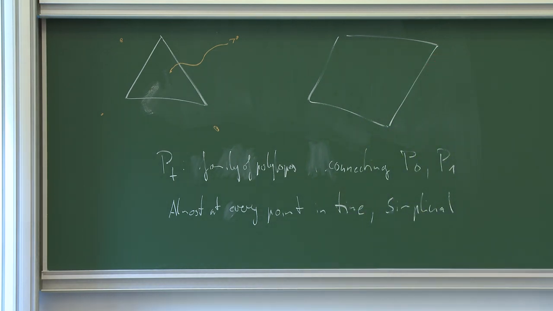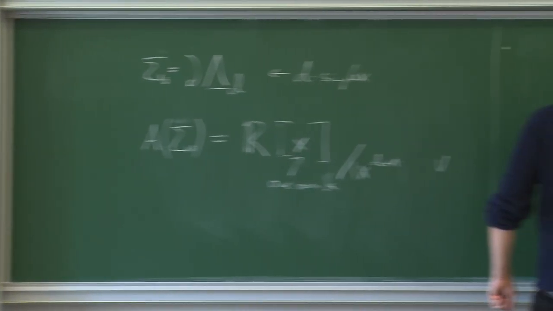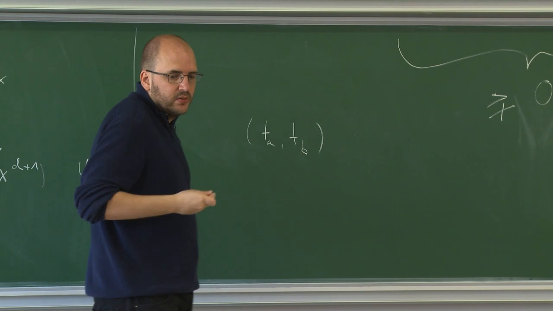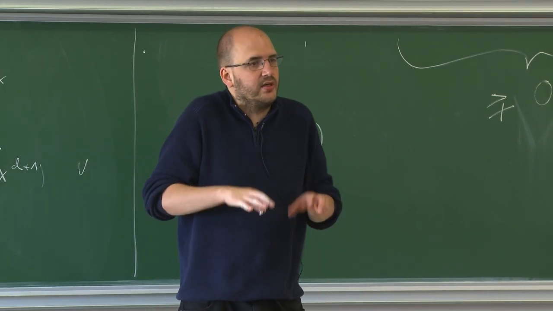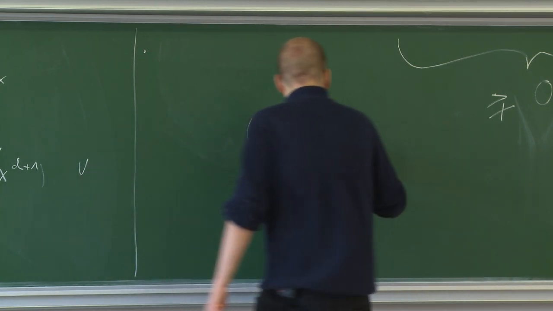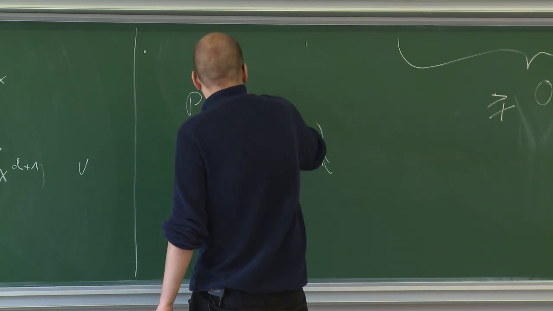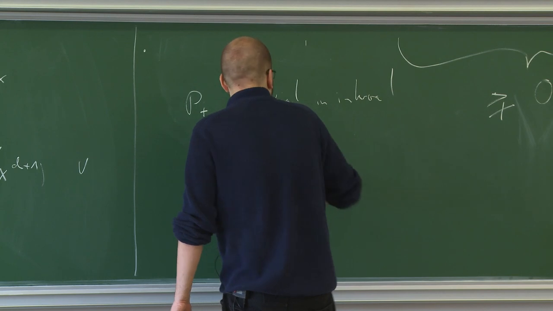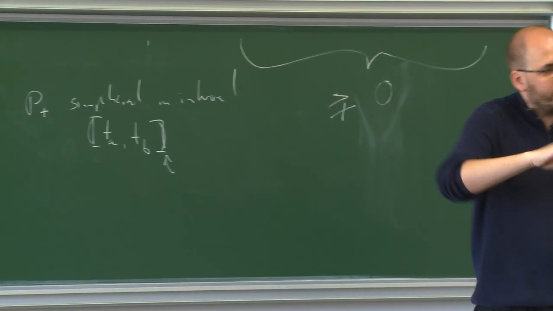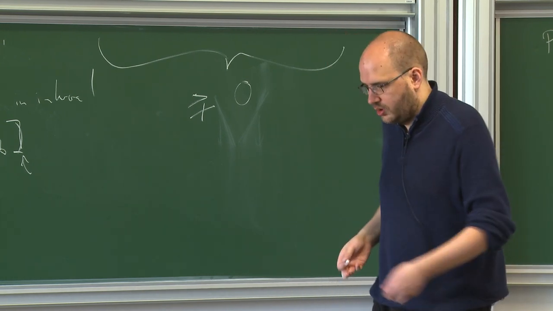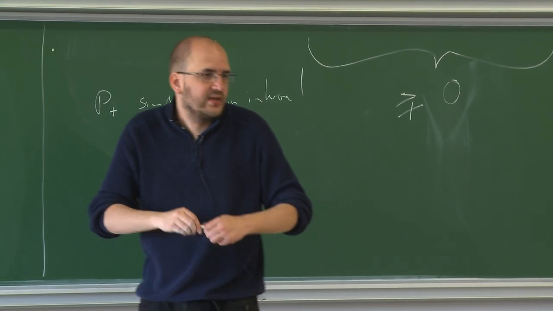Notice that when I move from one simplicial location in this family to another, say in the time interval from t_a to t_b, P_t stays simplicial in this interval. Then the combinatorics of the fan does not change. Hodge-Lefschetz is true by induction. The geometry of the whole thing changes, but the combinatorics does not change.